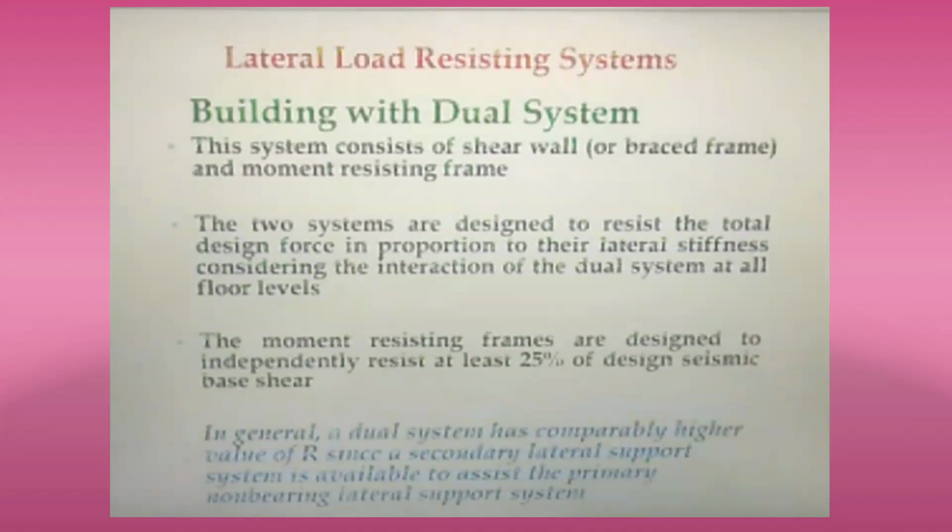In general, a dual system has a comparably higher value of R. R, I think you have remembered, is the response reduction factor for lateral load resisting systems. It is given in IS 1893-2016. Since a secondary lateral support system is available to assist the primary lateral support system, the value of R is higher for dual systems. Okay.